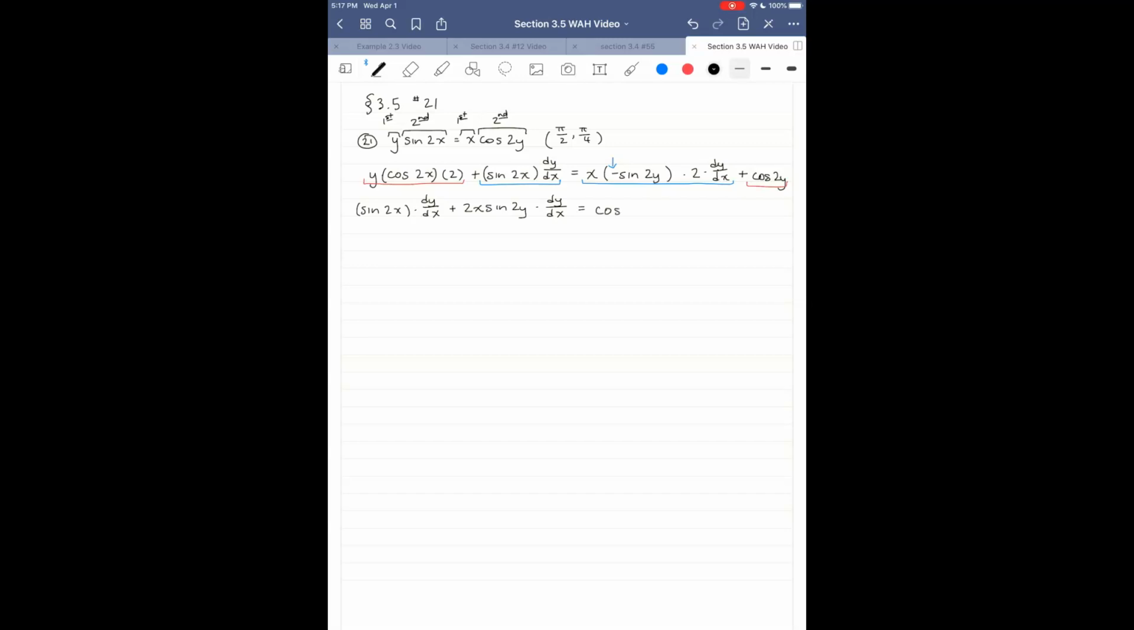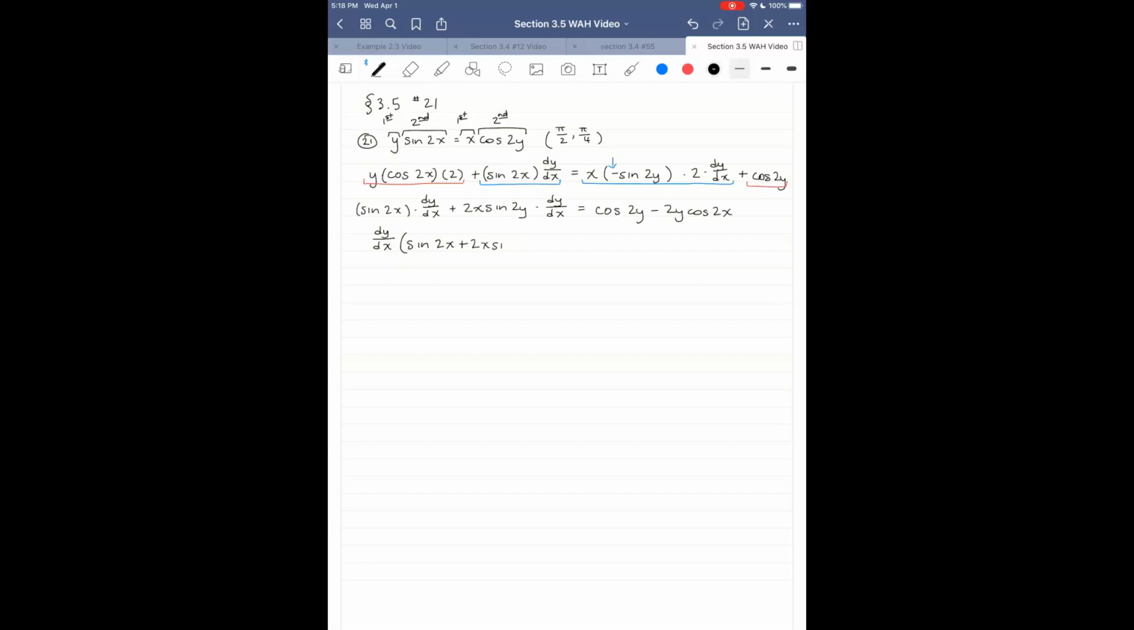And then anything that does not include a dy/dx, I want to gather together on the right side of the equal sign. So the cosine of 2y is already there, and then I want to now subtract over the piece that's outlined in pink from the left-hand side, which currently on the left side is positive, so I want to subtract it to get it over to the right-hand side. So that would be minus 2y times the cosine of 2x.